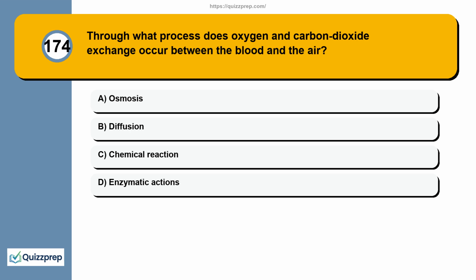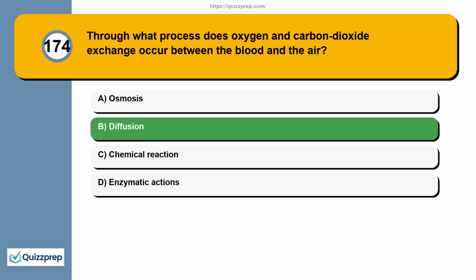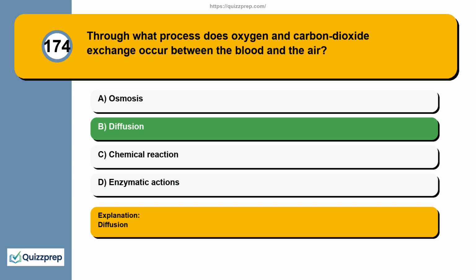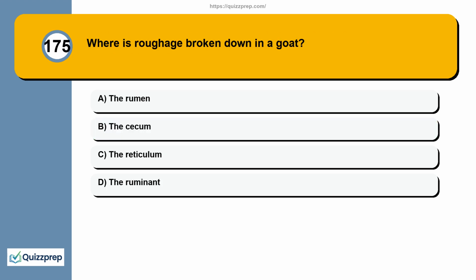Question 174. Through what process does oxygen and carbon dioxide exchange occur between the blood and the air? Option A. Osmosis. Option B. Diffusion. Option C. Chemical reaction. Option D. Enzymatic actions. The correct answer is option B. Diffusion. Question 175. Where is roughage broken down in a goat?